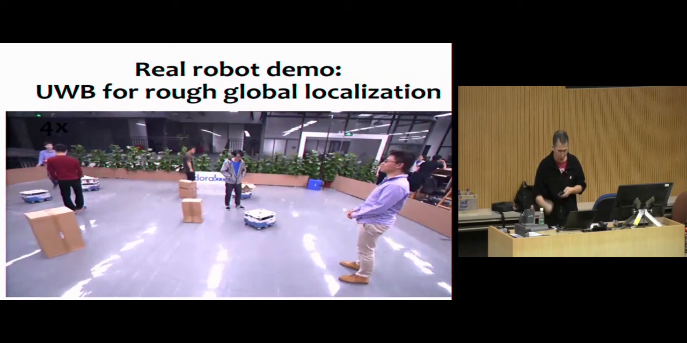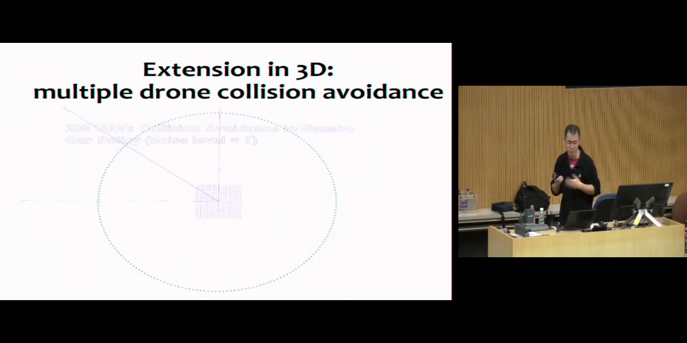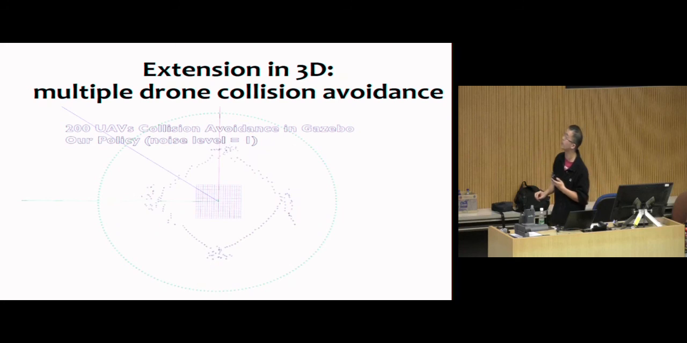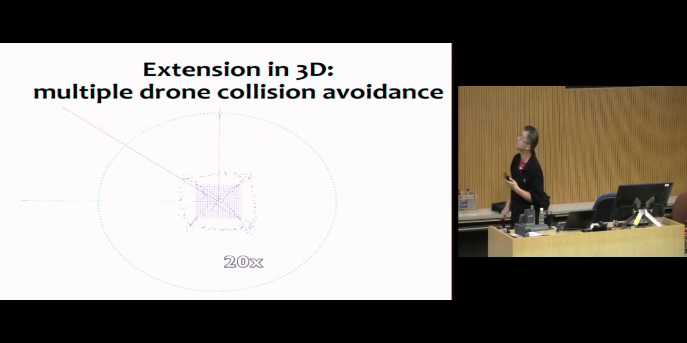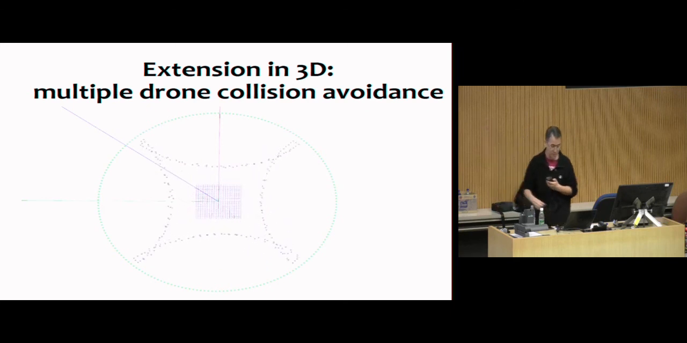So these are our examples on the robot, and we are also working to enable this to work in 3D, for example on a drone. This is in simulation. We are working on the real robot now, but it is much more difficult. This is in simulation, so we can do that.